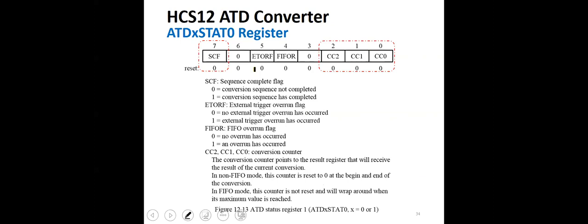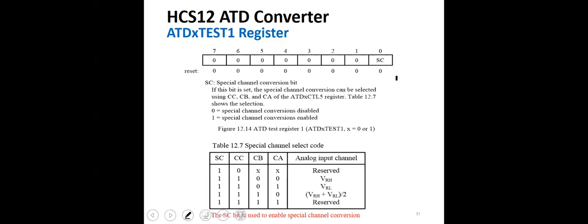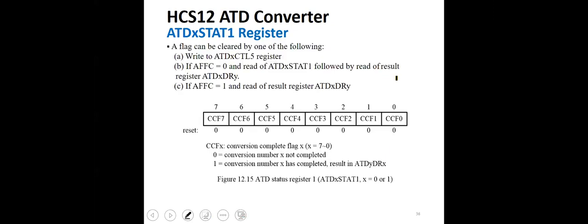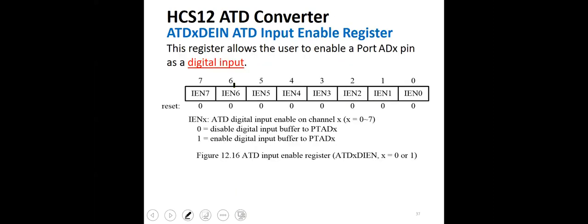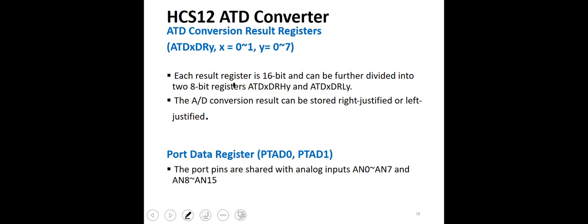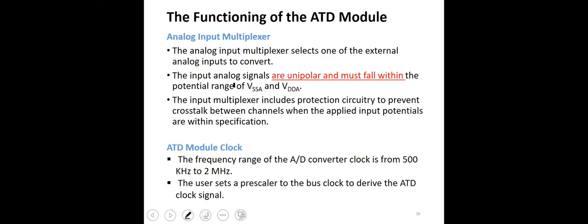Here are the status registers. This is something related to the FIFO. We said we are not concerned, we'll not use it. Test register, we talked about it. Status register number one is basically a separate flag for each channel. So whenever there is a conversion from any of the eight channels, the corresponding flag is set and it can be cleared using one of these methods. And this is for the digital input enable register, the results registers, and so on.